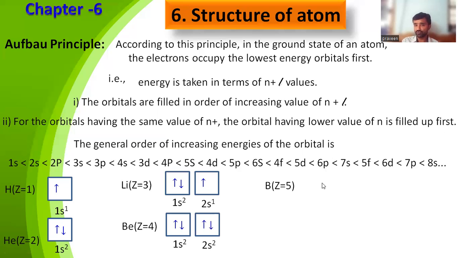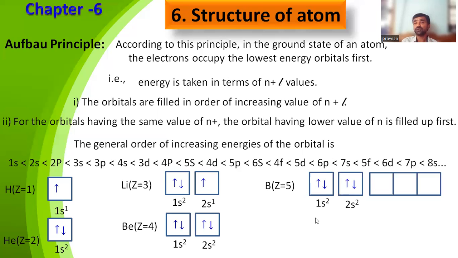So 1s2, 2s2 filled. Then after filling 1s2 and 2s2, I am entering into another orbital called 2p, with 3 degenerate orbitals. So what are degenerate orbitals? Those orbitals which have equal energy are called degenerate orbitals. These 3 boxes drawn together are the degenerate orbitals of 2p, namely 2px, 2py, 2pz with equal energy. So here the electron is filled first. Okay, boron, no problem.